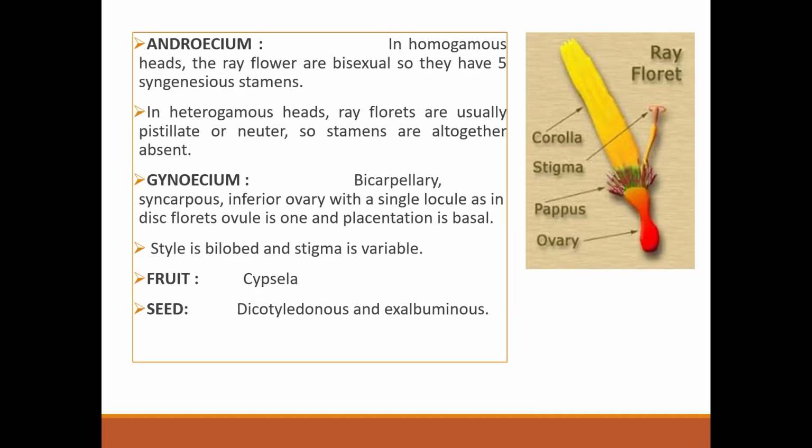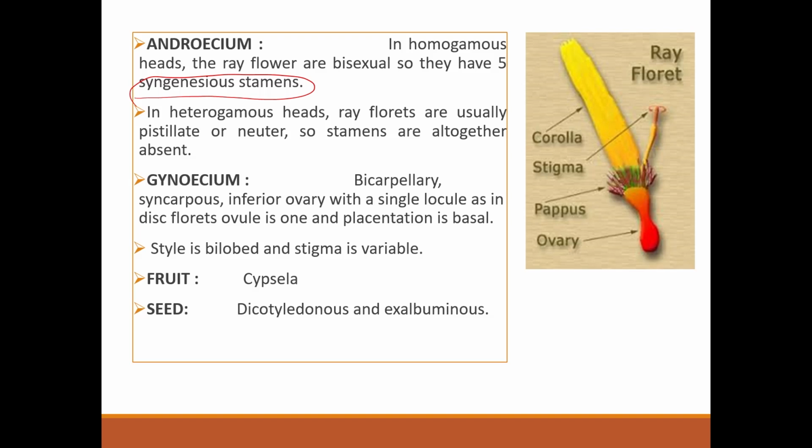Then the androecium is homogeneous. It is a homogeneous head. The ray flowers are bisexual, so they have 5 stamens. They also have syngenesious stamens. And in a heterogamous head, the ray flowers are usually pistillate or neutral. So as I have told you, the head may be a homogeneous head. In the homogeneous head, there is only a single type of flower.